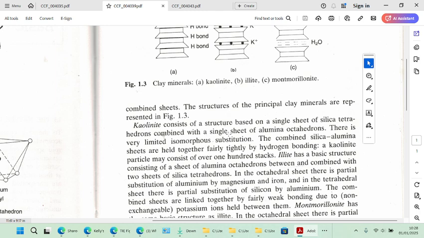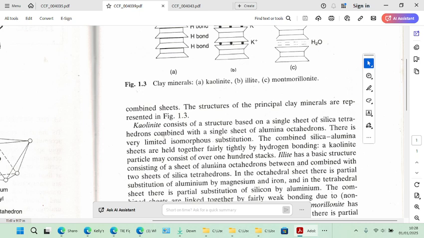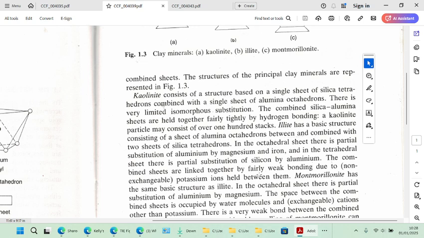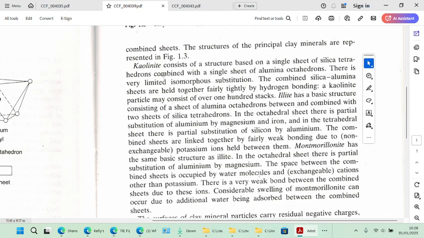Illite has a basic structure consisting of a sheet of aluminium octahedrons between and combined with two sheets of silica tetrahedrons. In the octahedral sheet, there is a partial substitution of aluminium by magnesium and iron, and in the tetrahedral sheet, there is a partial substitution of silicon by aluminium. The combined sheets are linked together by fairly weak bonding due to non-exchangeable potassium ions held between them.